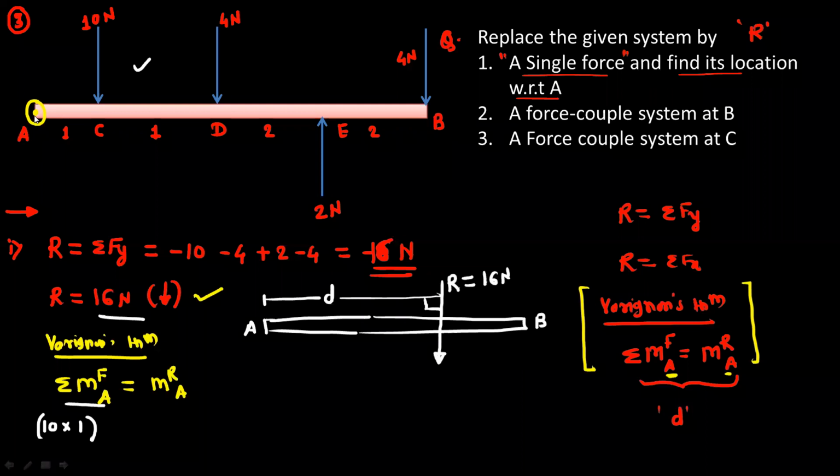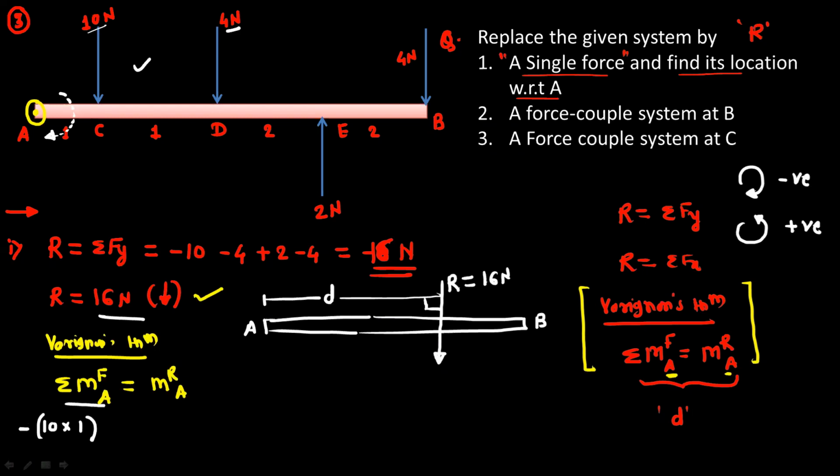So for that, you just imagine the point A is fixed and you are applying 10 Newton force at point C. Because of this 10 Newton, the complete rod AB will have the tendency to rotate in the clockwise direction. So clockwise moment is negative and the anti-clockwise moment is positive. So here 10 into 1, this is negative moment.